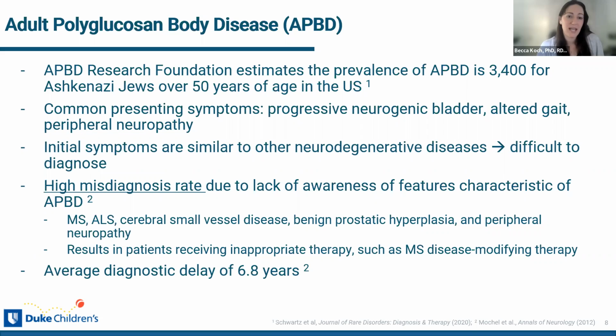The average diagnostic delay is 6.8 years. And so I bring this up because we want to make sure that in this guideline, we're incredibly clear about how APBD may present similarly to other neurodegenerative diseases. Given that this is a rare disease, MS clinicians and other neurodegenerative clinicians are not necessarily aware of APBD. They often are not. And we want to make sure that this draws awareness and attention to how to diagnose APBD and then how to appropriately manage it.